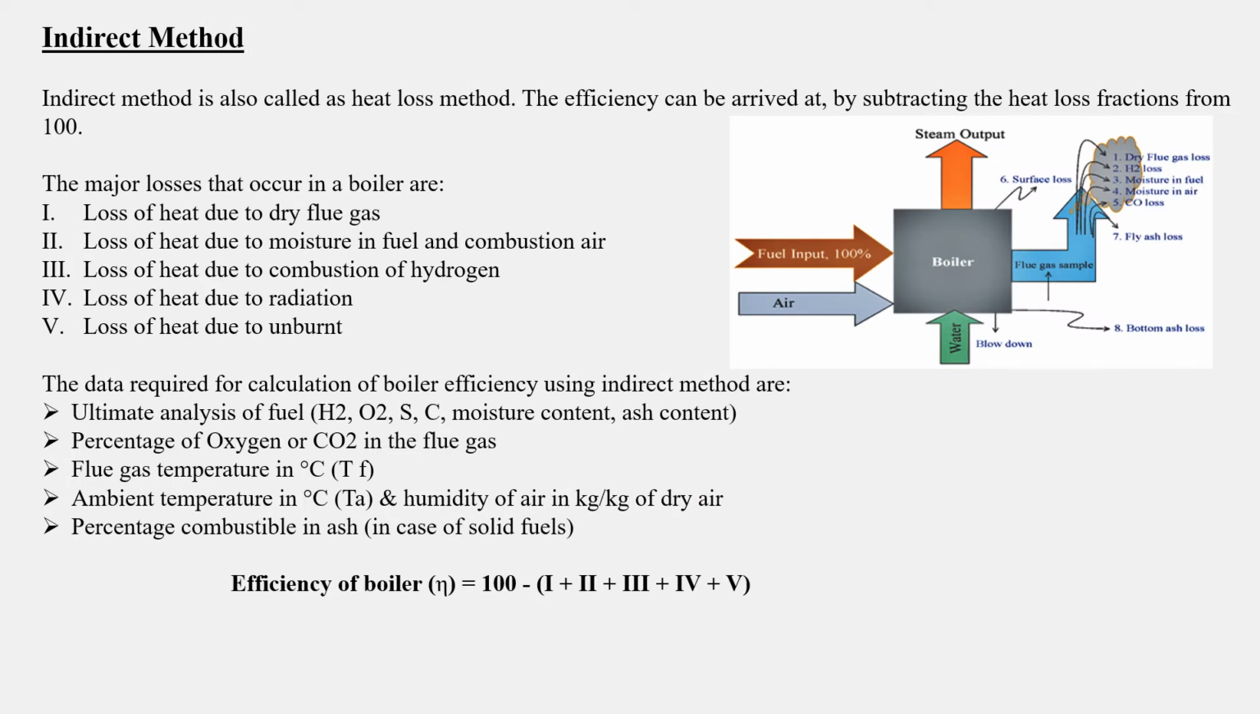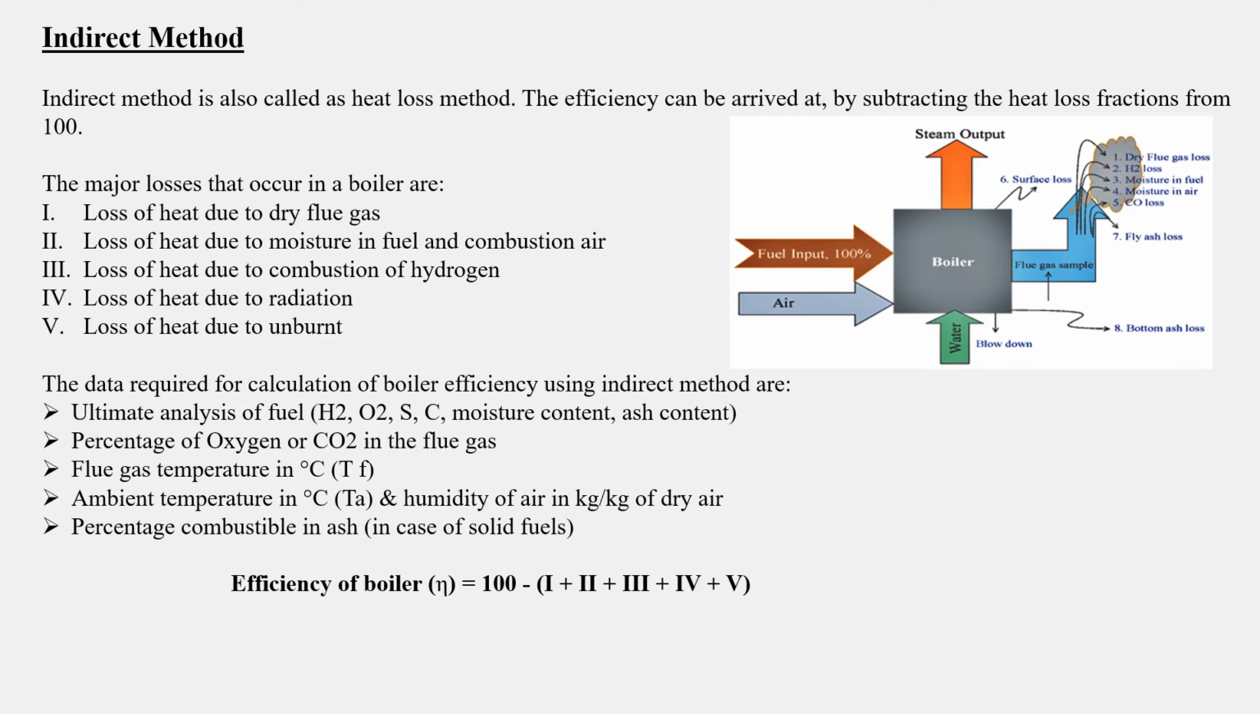Another method of calculating the boiler efficiency is the indirect method, which is also called the heat loss method. The method is simple. What we assume is, suppose 100% energy is given to the boiler as heat input. Now we calculate the amount of heat losses that are occurring in the boiler.